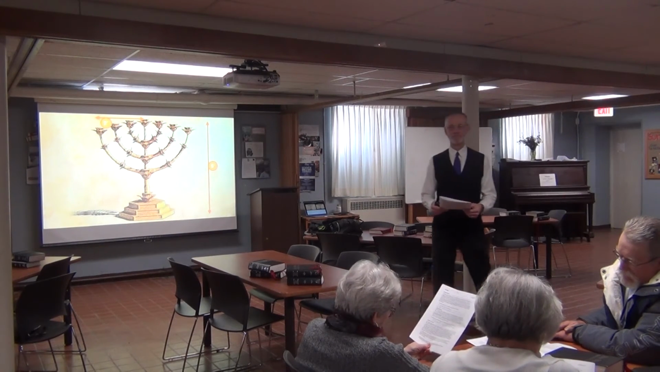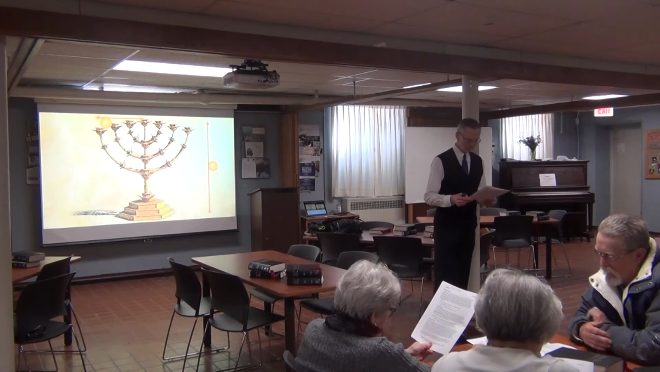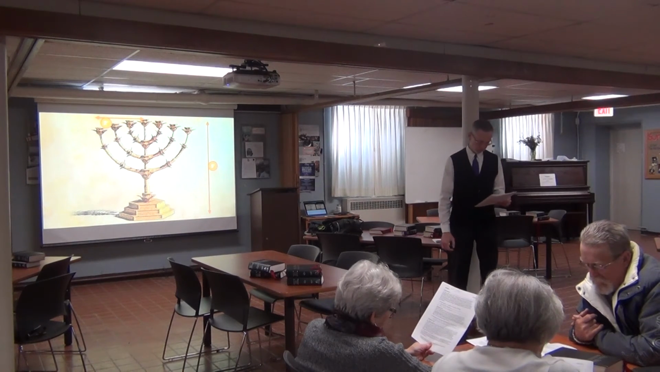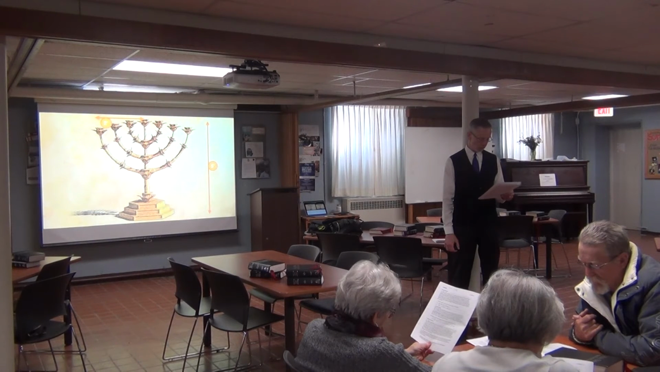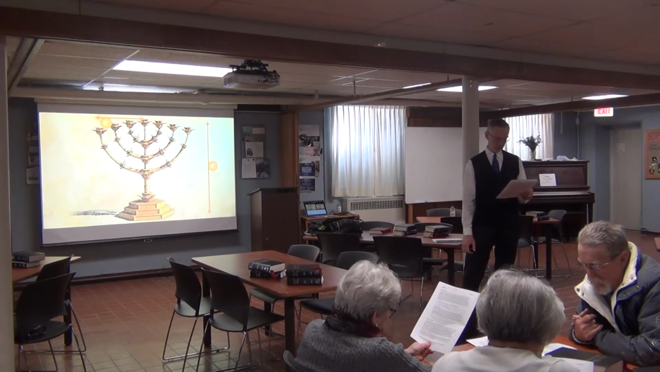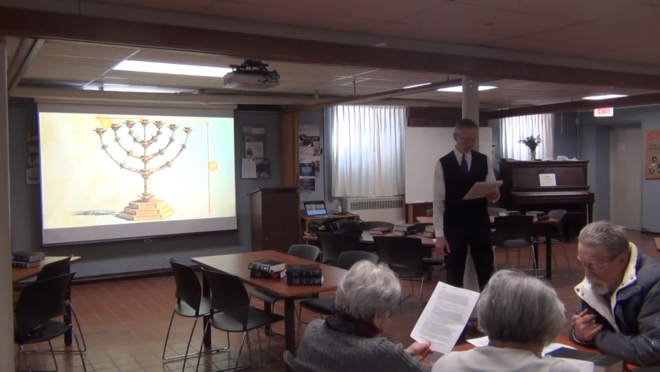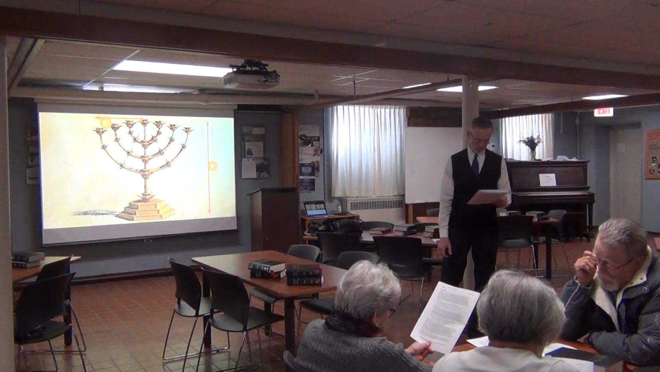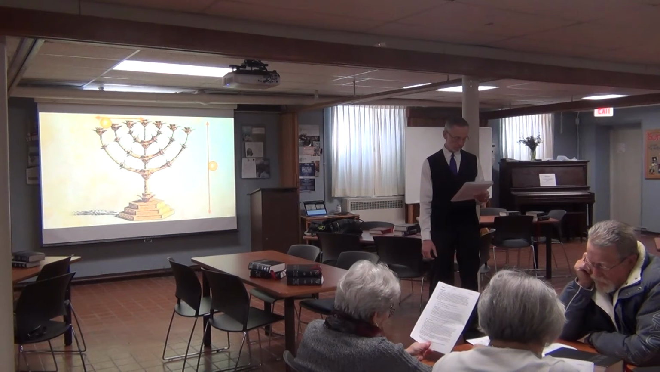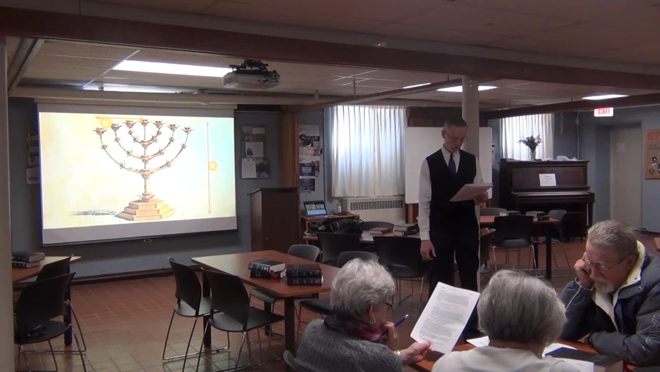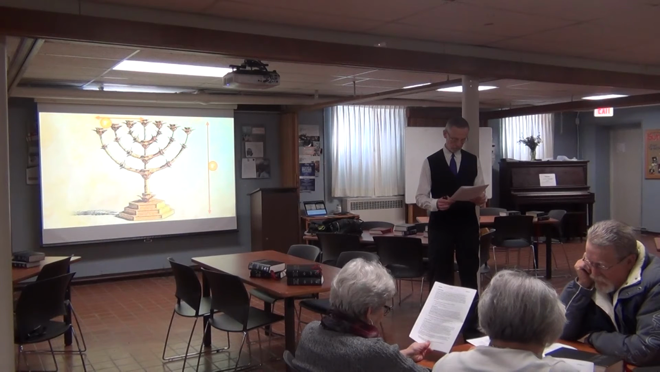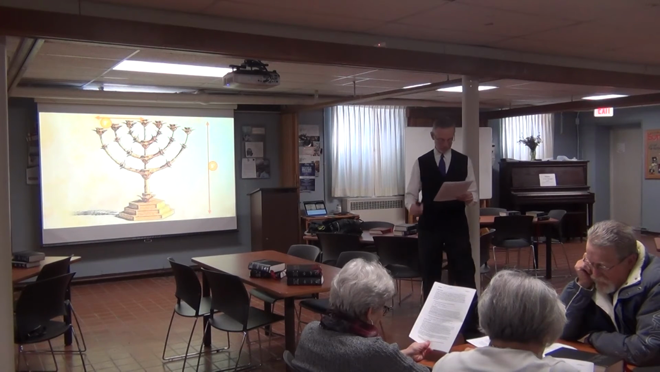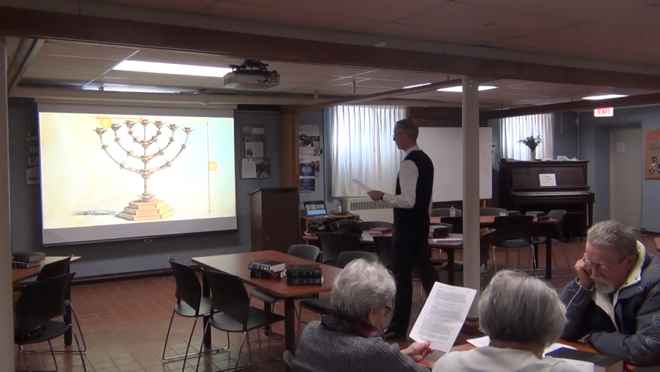Make a lampstand of pure gold and hammer it out, base and shaft. Its flower-like cups, buds, and blossoms shall be of one piece with it. 6 branches are to extend from the sides of the lampstand, 3 on one side and 3 on the other. 3 cups shaped like almond flowers with buds and blossoms are to be on one branch, 3 on the next branch, and the same for all 6 branches extending from the lampstand. And on the lampstand there are to be 4 cups shaped like almond flowers with buds and blossoms. 1 bud shall be under the first pair of branches extending from the lampstand, a second bud under the second pair, and a third bud under the third pair.